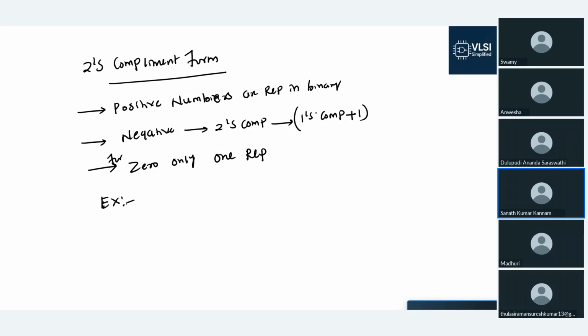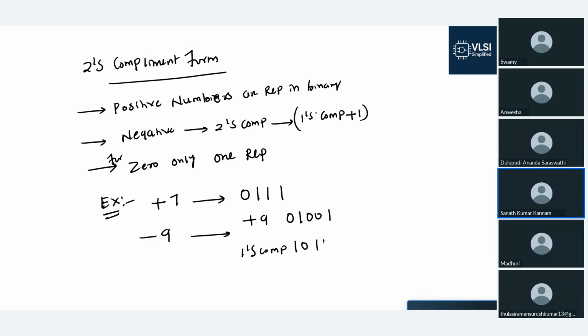Example, suppose plus 7 is there. How to represent this? This is 0111. Now minus 9 is there, how are we representing it? Plus 9 is 01001. Apply 1's complement, that is 10110. Adding 1 to this, you'll get the 2's complement, which is 10111. This is the representation for minus 9.